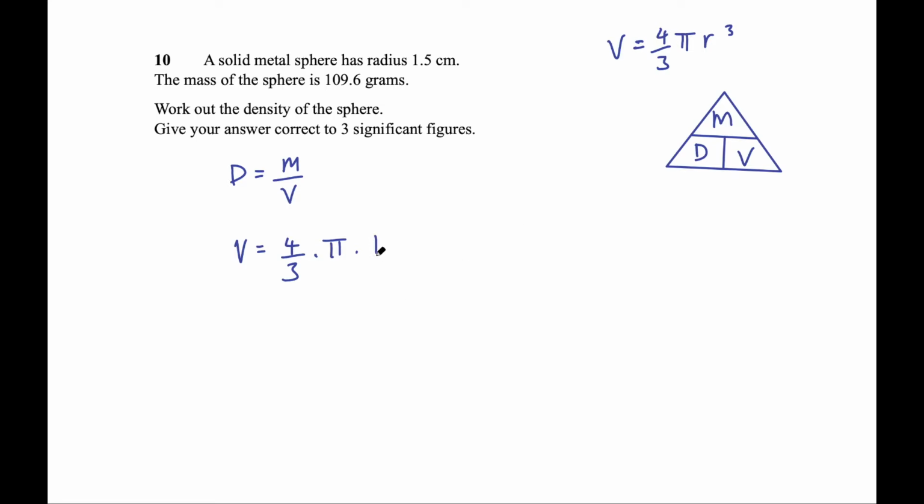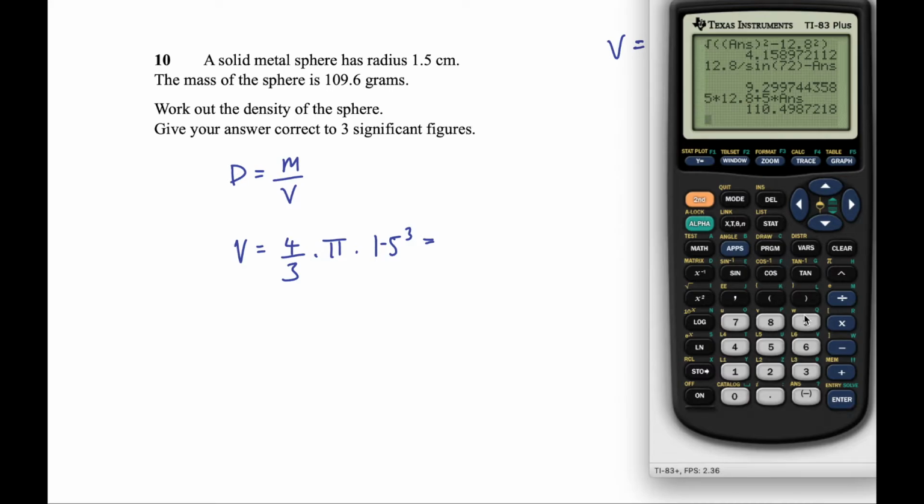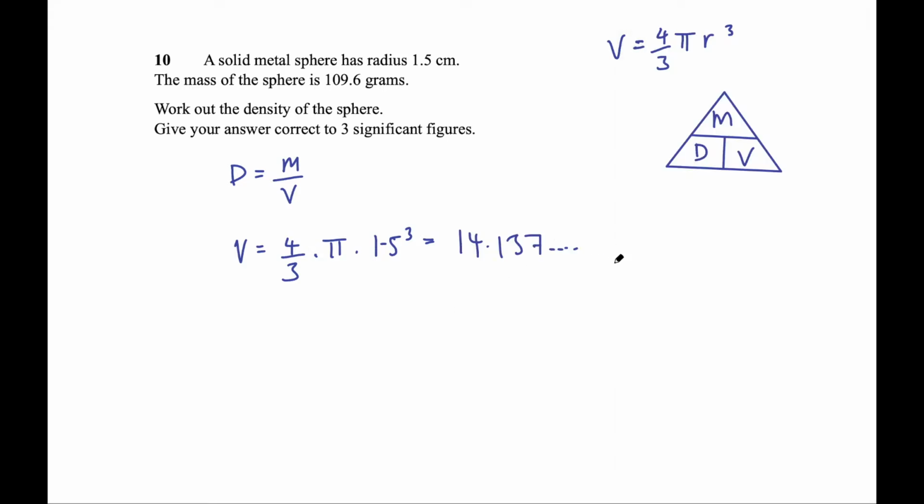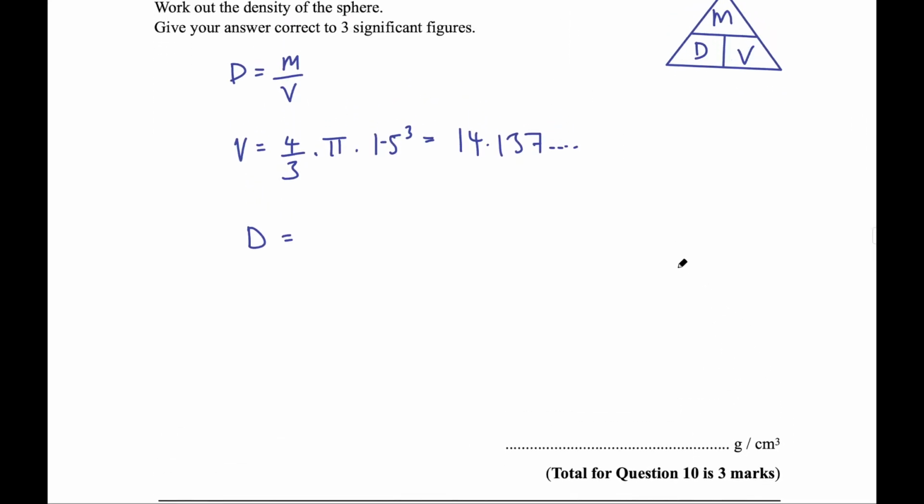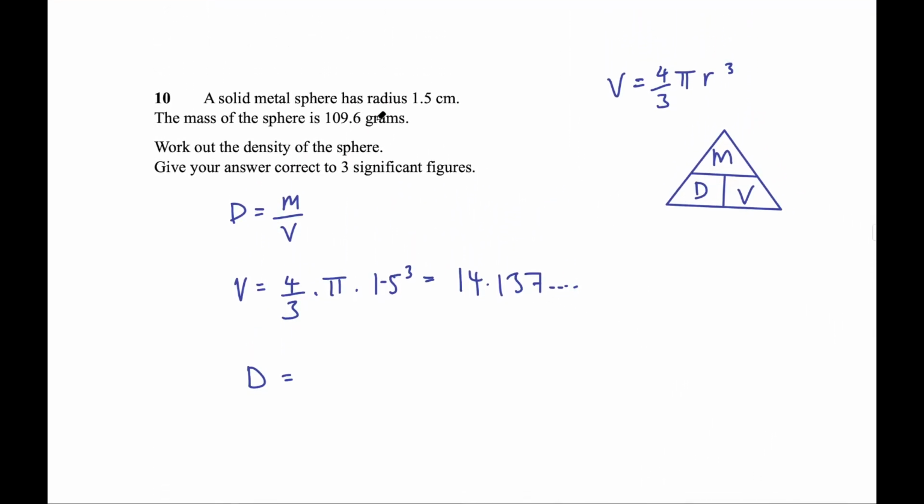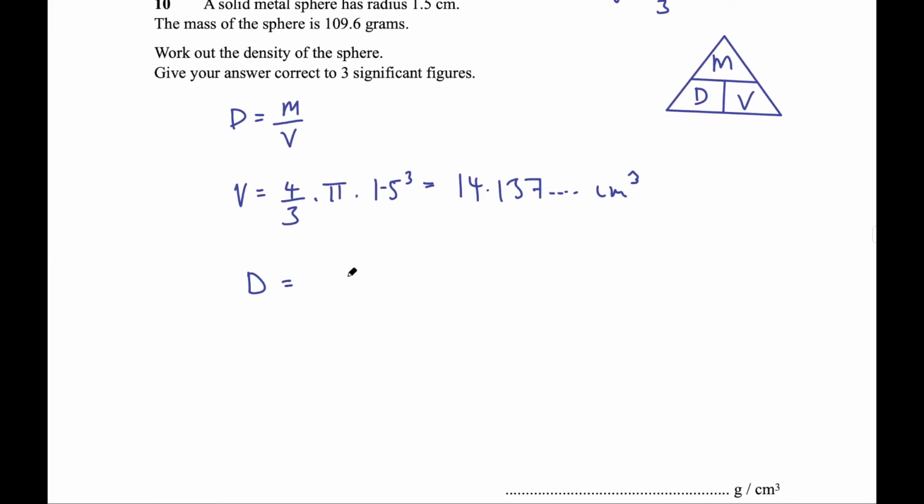So we would have 1.5 cubed. So let's work that out first. 4 on 3 times pi times 1.5 cubed, 14.137, etc. And then we can work out the density. Making sure to check the units, so they're looking for grams per centimeters cubed. Luckily the mass is already in grams and the volume will already be in centimeters cubed, so we don't need to worry about the units there.